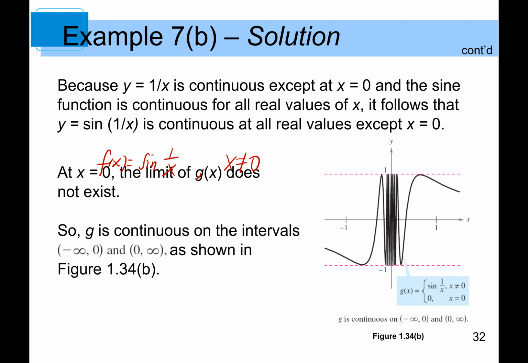As you can see, this is a graph for this g of x. And we know that it's continuous everywhere except at 0, right? So it's continuous on the intervals from negative infinity to 0, which is an open interval, and the open interval from 0 to positive infinity. Okay. And when you graph it, you can see this a lot better.